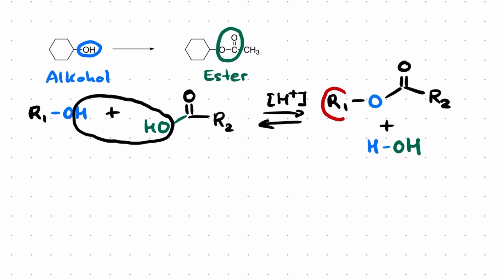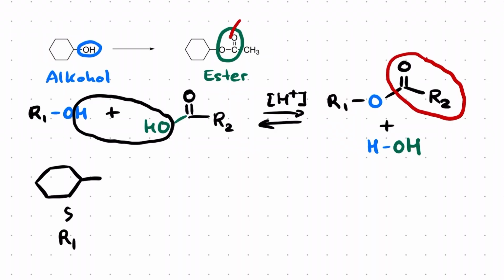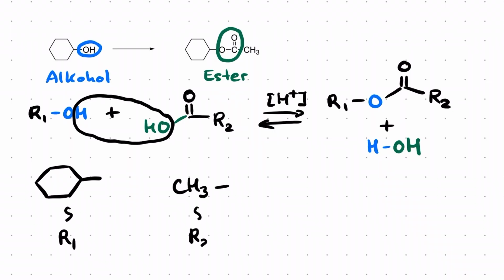Now you can nicely see that the first residue is coming from the alcohol, and in our case it is the cyclohexane, and the second residue is coming from the carboxylic acid. It is a methyl group in our case, and now if we add a carboxy group to the residue 2, we get the acetic acid, CH3COOH. Okay, I'm gonna write down our solution for this reaction first, and then we can take a look at the reaction mechanism.